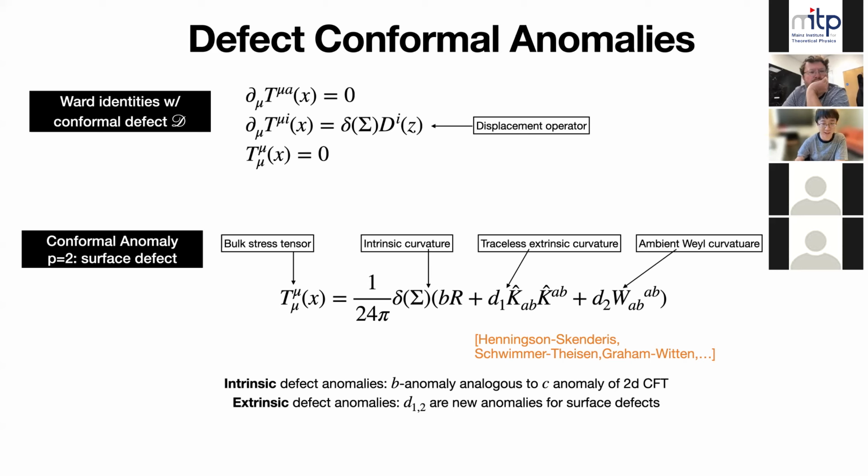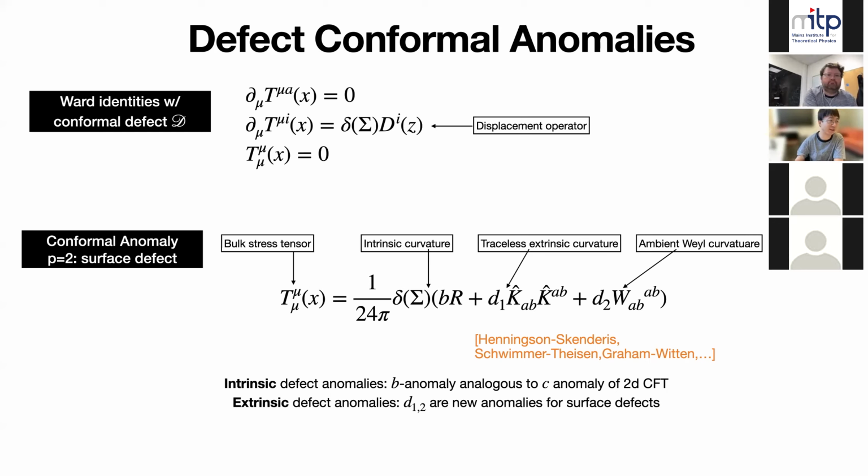There are several pieces. This piece is the delta function localized to the defect worldvolume, and this b coefficient multiplies the Ricci curvature. This is what I'll refer to as the intrinsic defect anomaly. It is very much like the c anomaly of a two-dimensional CFT. But you have these other new pieces which are not present for a two-dimensional CFT, which I'll refer to as extrinsic defect anomalies. These anomalies are new for surface defects, and the corresponding invariant structures are built out of the extrinsic curvature, the traceless part of the extrinsic curvature, as well as the pullback of the ambient Weyl curvature.